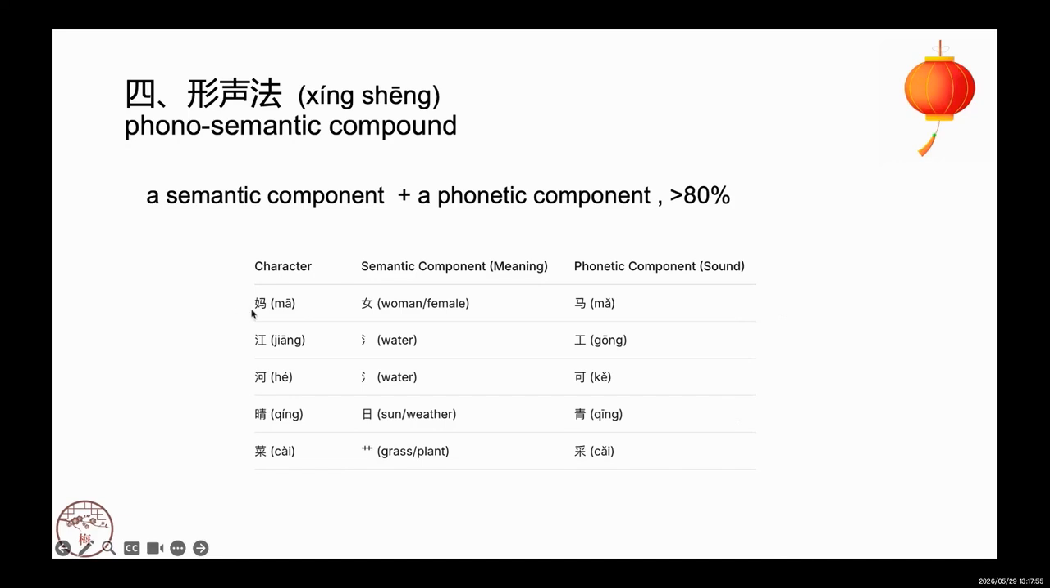For example, the first one, ma, means mom. It has two parts, right, left and right. The left is a character that actually means woman, girl, female. Okay, so this takes care of the meaning part. The right part is another Chinese character, ma, horse. So as we can see, this character has the meaning part and it also has the sound part.